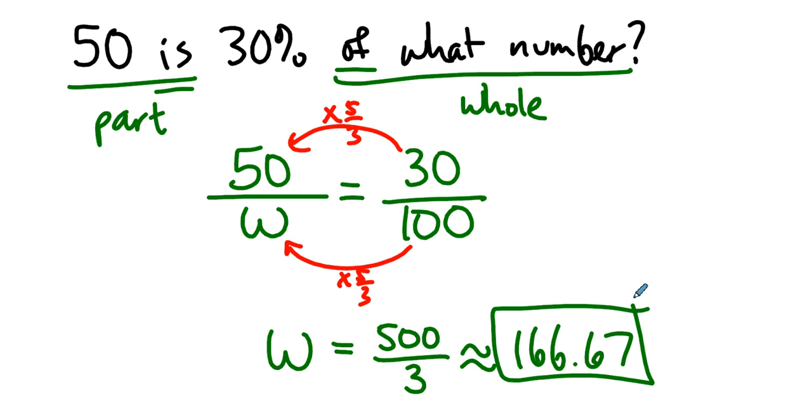These are questions where we know the part, we don't know the whole to which we compare it. And so we set it up in exactly this way. The part compares to the whole as 30 compares to 100, and then either by cross multiplying or by scaling up, we figure out the whole. Of course, there's a third kind of question.